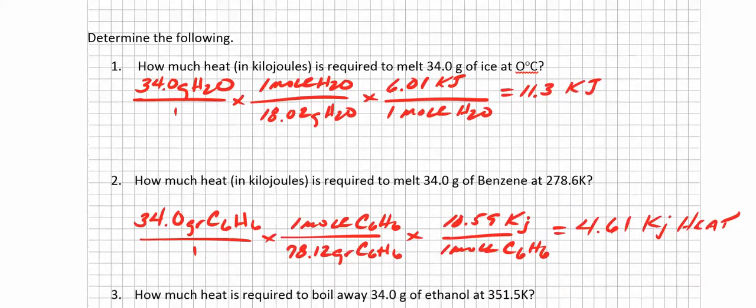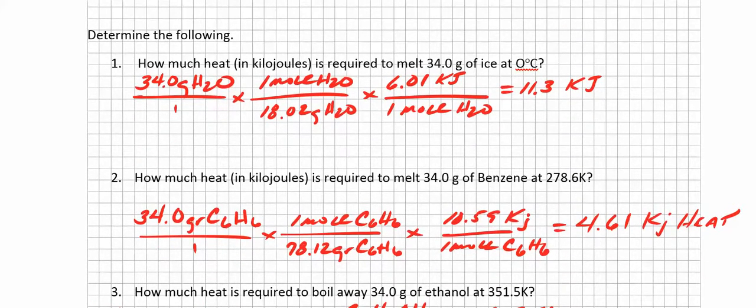So here's what it says. It says determine the following. How much heat in kilojoules is required to melt 34 grams of ice at 0 degrees Celsius? So we've got a 34-gram chunk of ice here, and we want to melt it. How do we do that? Well, we're going to use the heat of fusion information. But before we do that, we're going to need to convert into moles. So we're going to start with 34.0 grams of ice at 0 degrees Celsius, and we're going to convert that to moles.